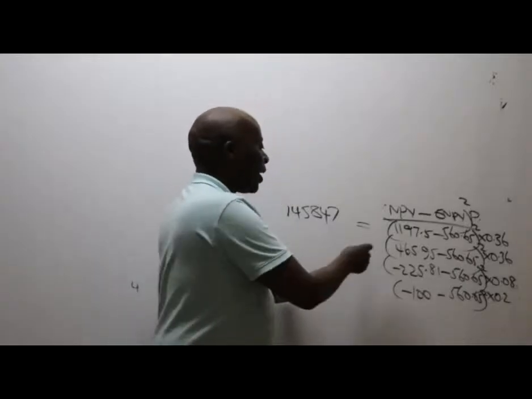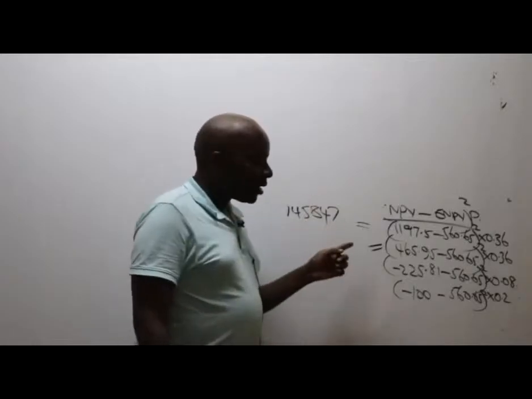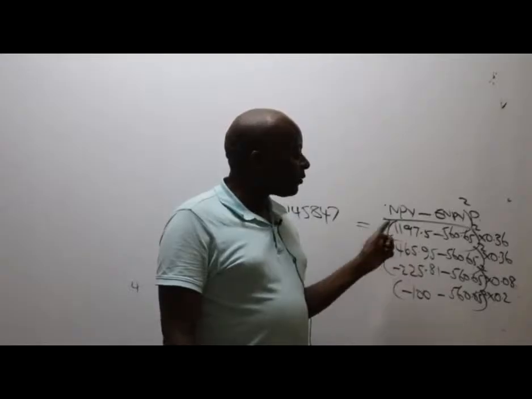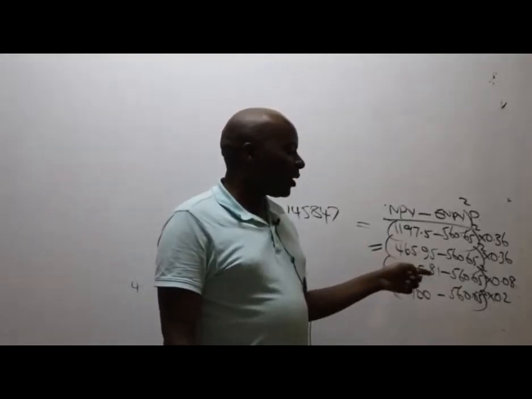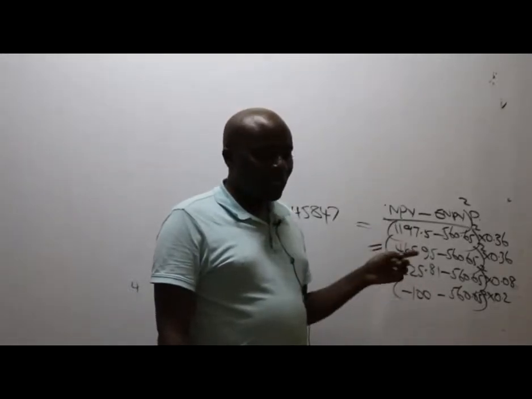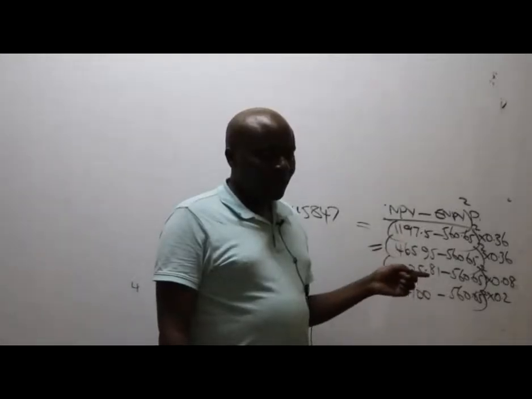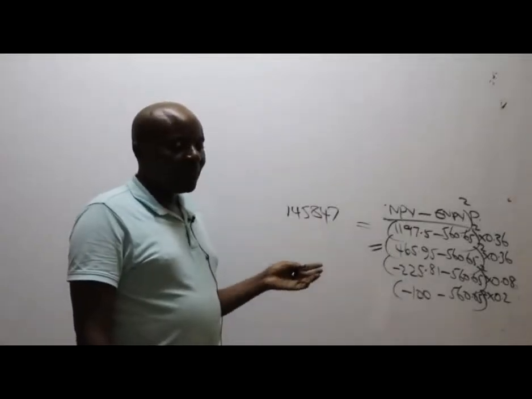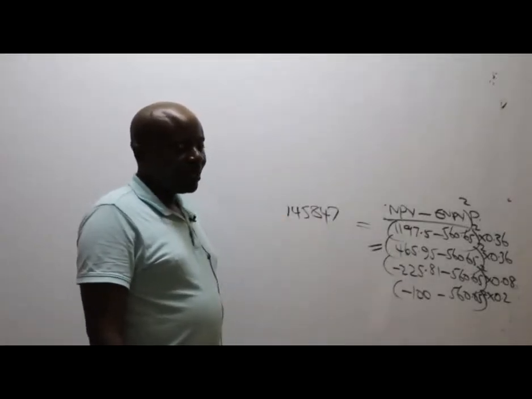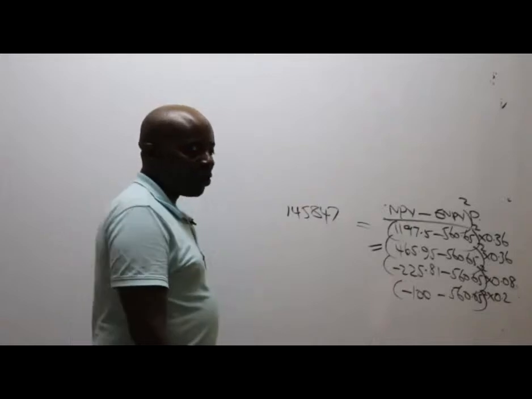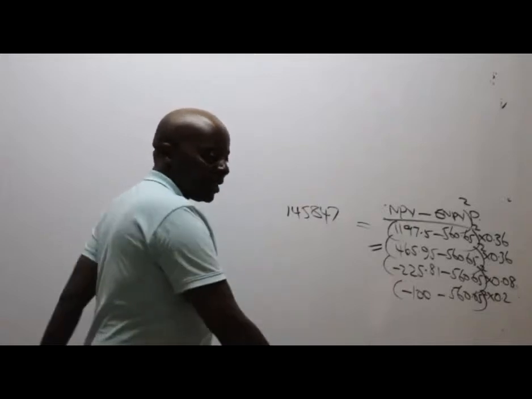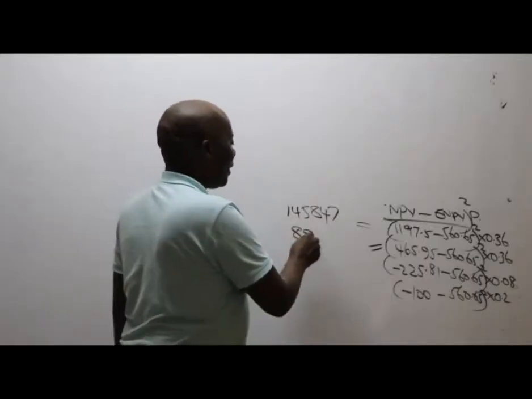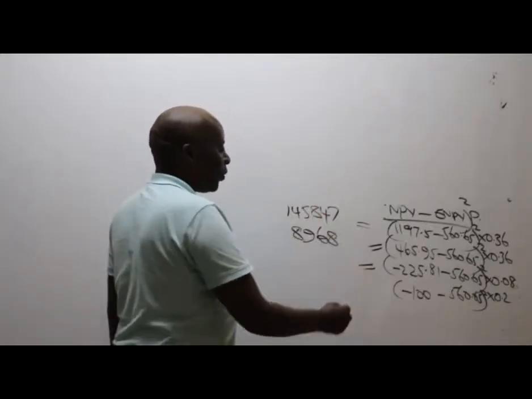How about the second one? Please remember to square. You say open bracket 465.95 minus 560.65 squared times 0.36. Could you kindly give me a whole number? I would have wanted to write the decimals, but because of time, please give me a whole number here. The second one, people are not talking to me. 8968. Go to the third one.